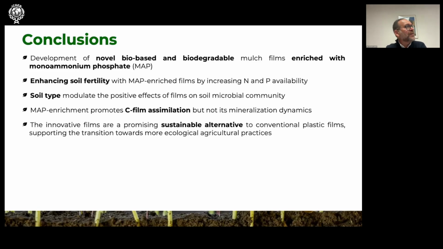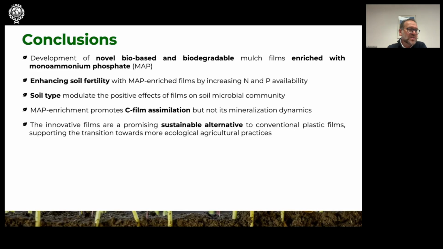We also found that the soil type can modulate the positive effect of our films on the soil microbial community, on soil microbial biomass and activity, and that the enrichment with monoammonium phosphate allows the assimilation of carbon into soil microbial biomass, so it stimulates the growth of soil microbial biomass, but only a very small amount is mineralized. So these films are, as I said before, very promising for a sustainable agriculture, because they represent a nice alternative to the conventional plastic films and support the transition towards a more ecological agricultural practice.